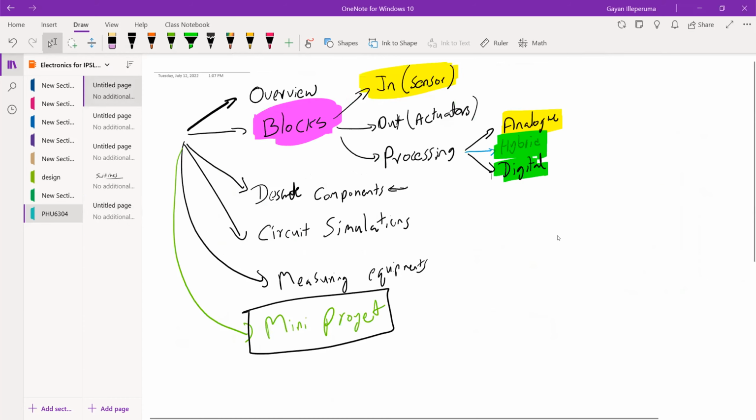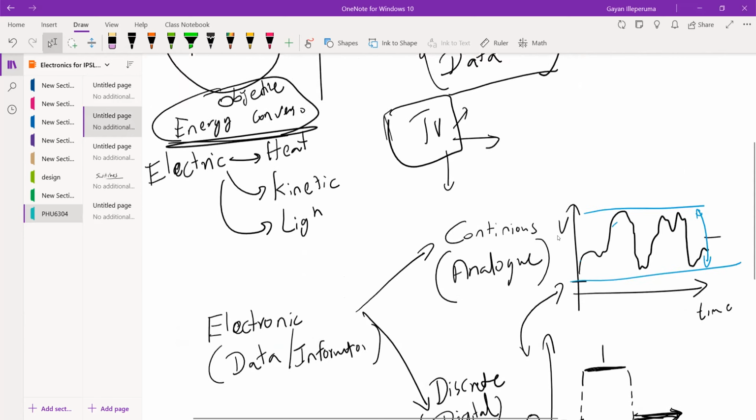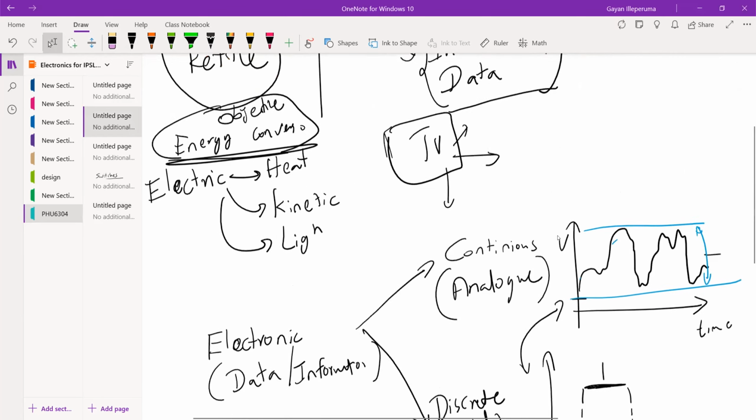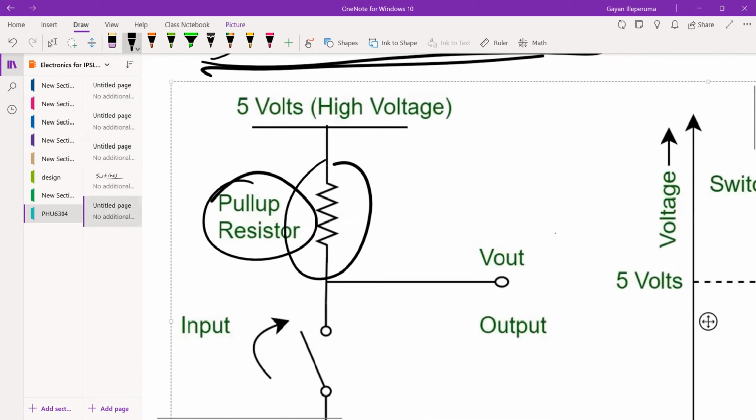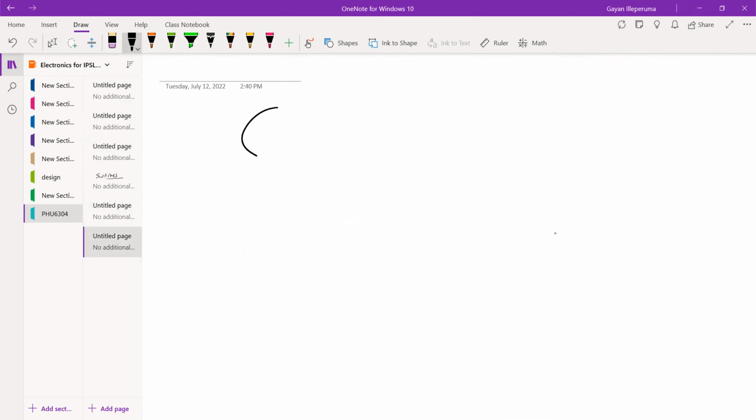So I mentioned we are looking at different types of blocks. So we learned one type of sensor today, that is the switch. There are other switch types, but for the time being, we'll finish it for today. And now we will look at one of the processing units, something that you are very familiar with. This one.